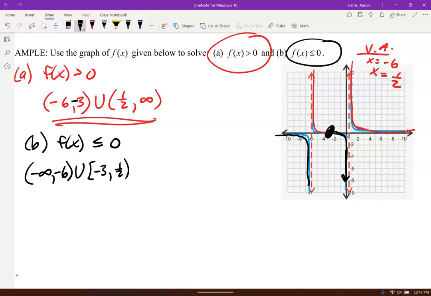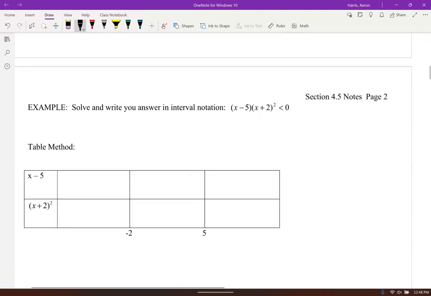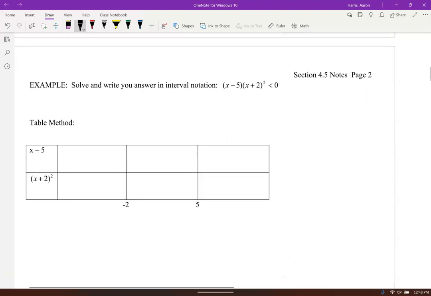And now we're going to do it algebraically instead. Okay. So this one, I'm just going to do the numeric, the line method, instead of the table method. But I can walk you through the table method and what it's talking about as well if you're interested.